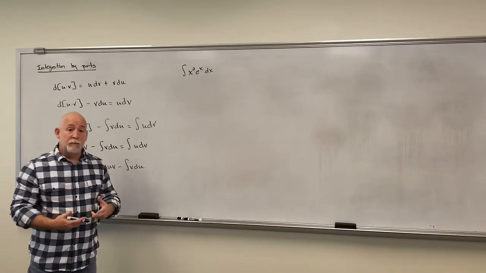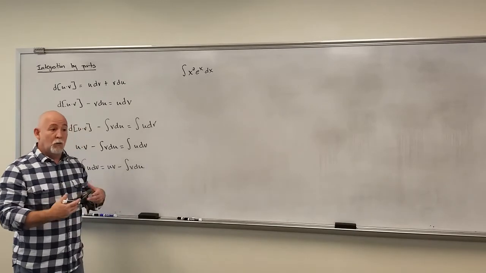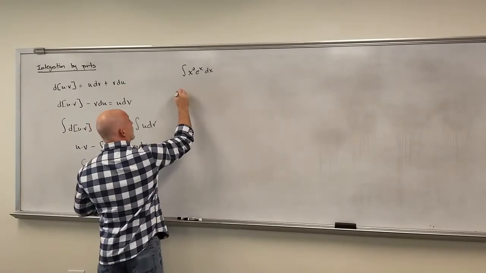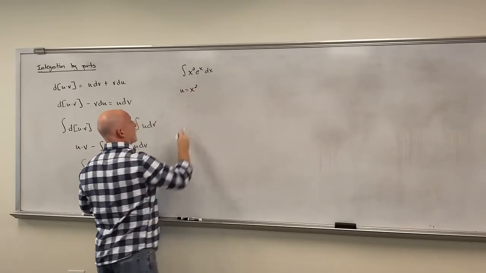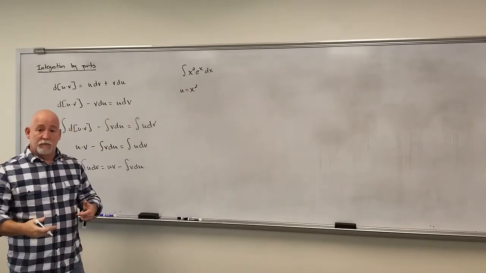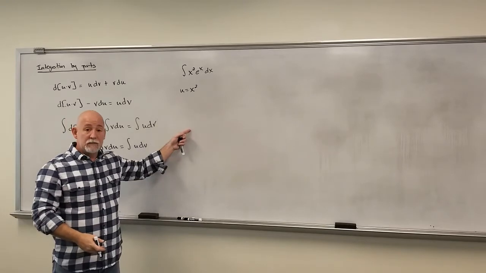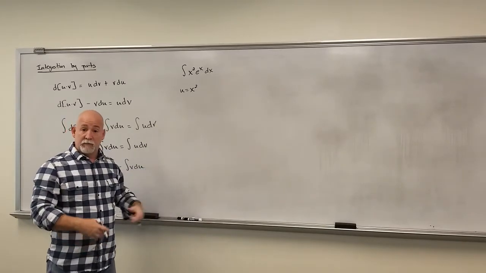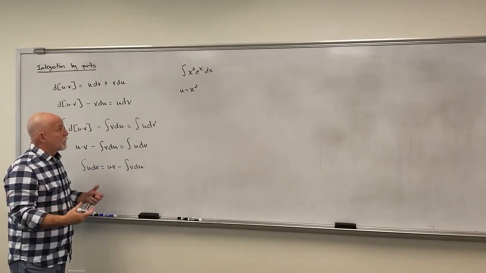So what you normally pick is the function that's going to go away when you start taking derivatives, or gets less complicated. See here, if I let u be equal to x squared, I know when I start taking the derivative of x squared, what would it be? It would be 2x, and the derivative of that is 2, and the derivative of that is 0. Notice how it kind of goes away. So that's how you want to think about this.